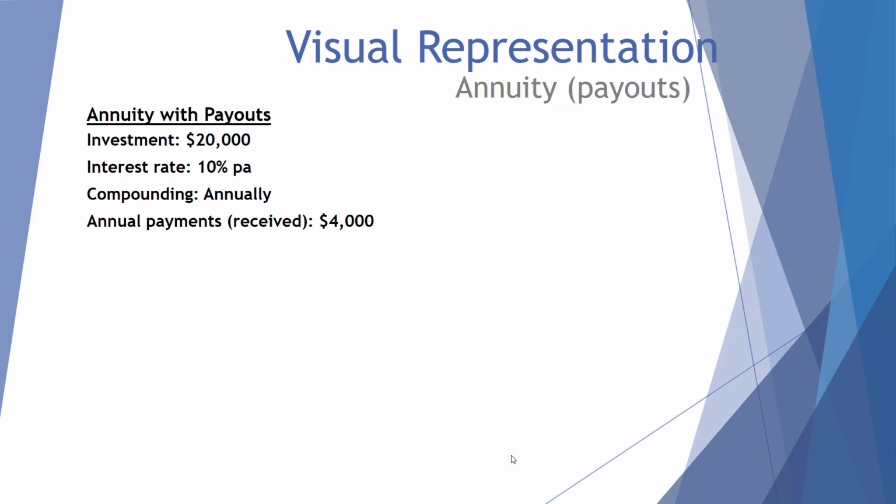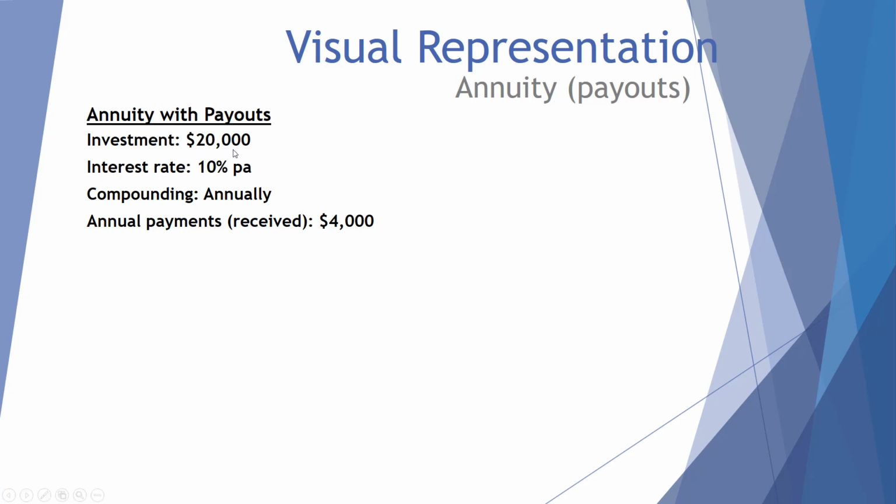Our second scenario is an annuity investment with payouts. This type of arrangement is used quite often in retirement, where a person will invest a lump sum, they will gain interest, but then they'll take payments from that particular account to live off. So the annuity with payments.